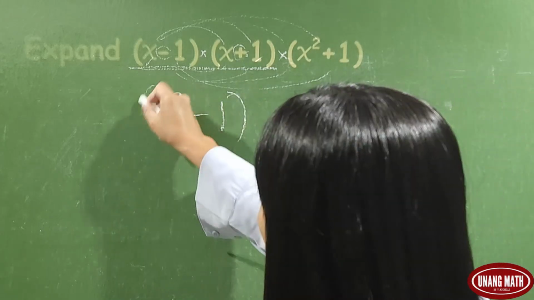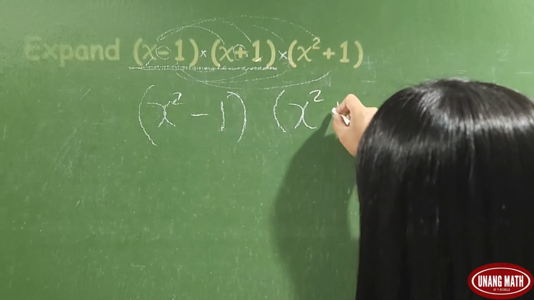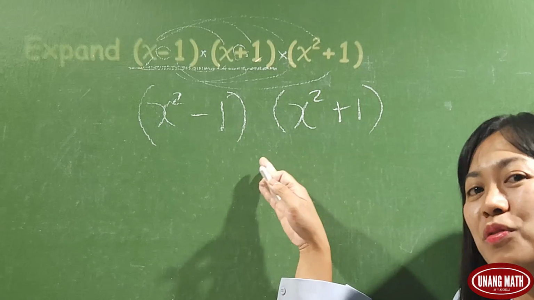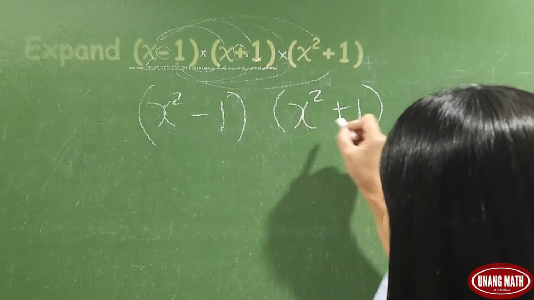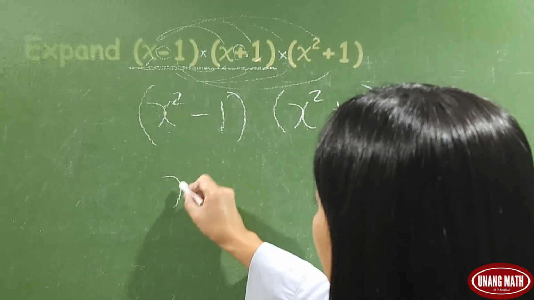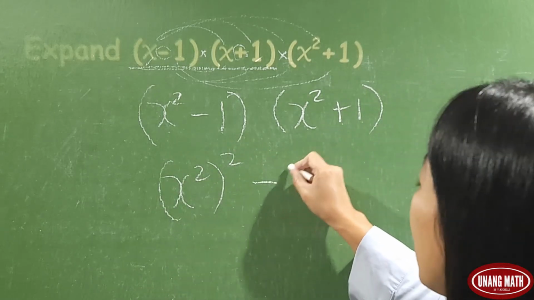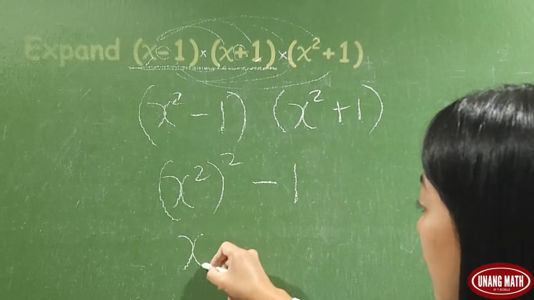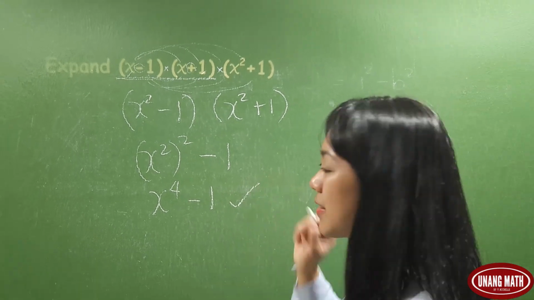And then now, we are going to multiply this to x squared plus 1. And this is also difference of squares we have here. Same variable, same number with different signs. So it means this is equal to x squared raised to the power of 2 minus 1 squared, or we can just write the 1. So it means this is x raised to the power of 4 minus 1.